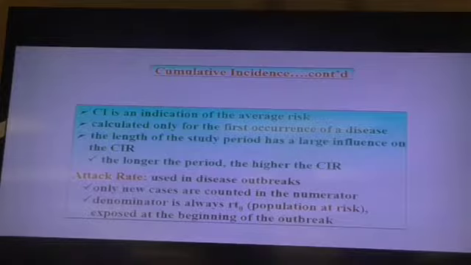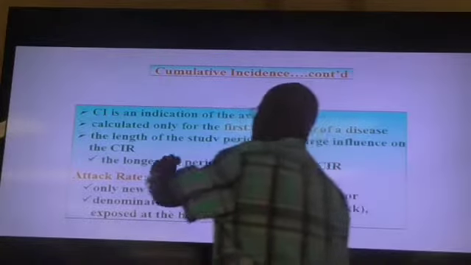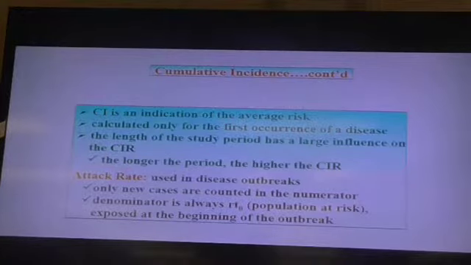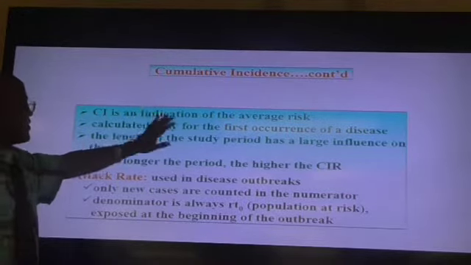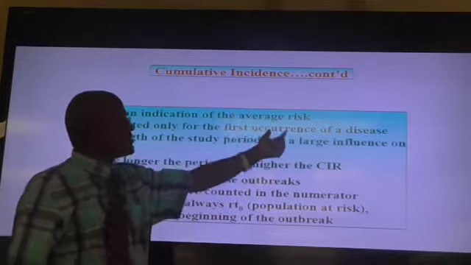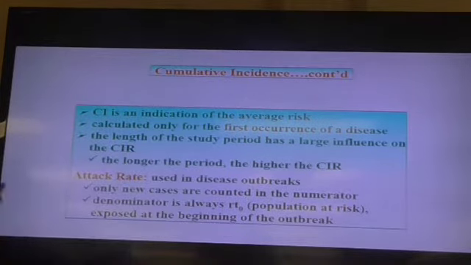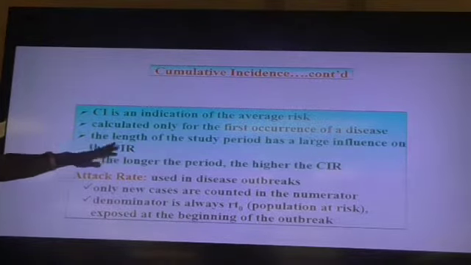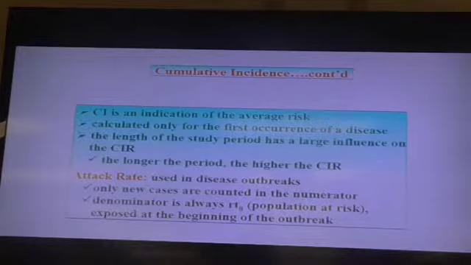So in conclusion, cumulative incidence is an indication of average risk. All the time for all incidents, we calculate them for the first occurrence of the disease. Once the disease occurs, they are no more at risk. So that's what it means. Again, this is the key. The length of the study period has a large influence on cumulative incidence rate. So if the study period is long, then the cumulative incidence will be higher or larger.